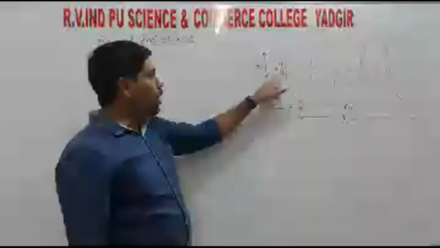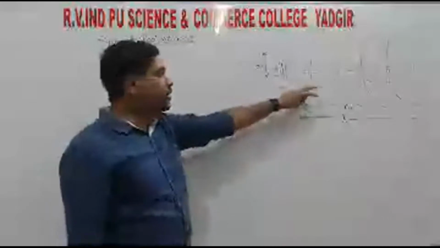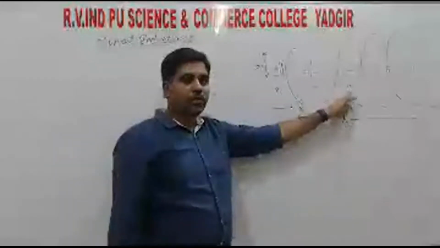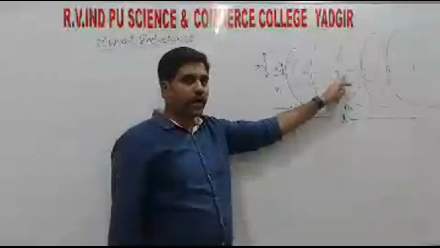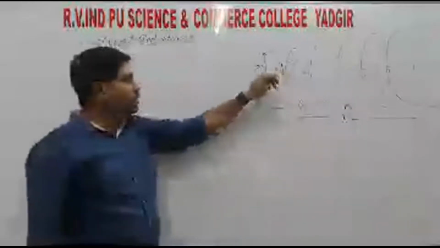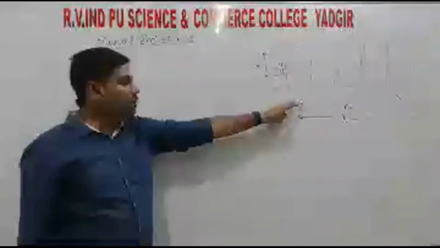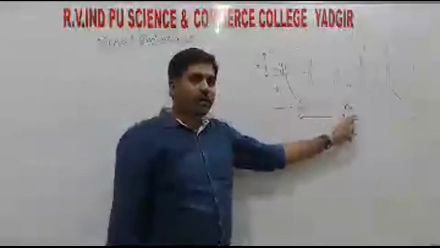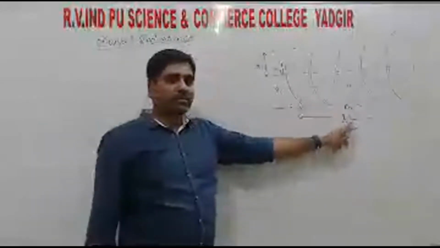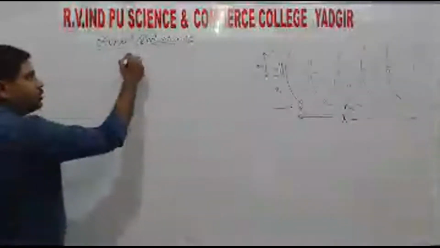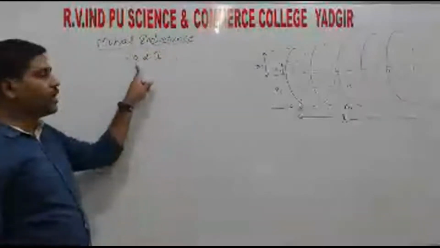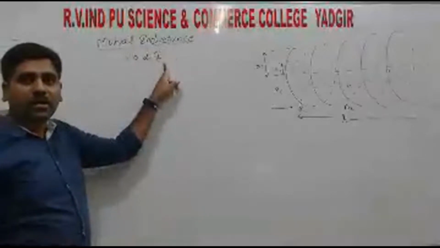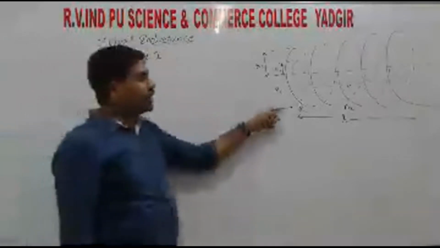So R1 is the radius of the first solenoid and N1 is the number of turns per unit length in the first solenoid, right? R2 is the radius of the second solenoid and N2 is the number of turns per unit length in the second solenoid, right? So again, in this case also, N phi is directly related to the current, right? So the change in magnetic flux is directly related to the current, right? So here we need a change in magnetic flux.